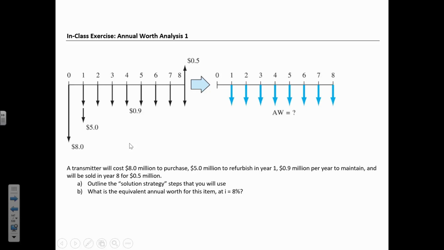That same cash flow diagram that we saw before, we're going to consider it at the 8% rate. The 8% table's on the back of the paper.